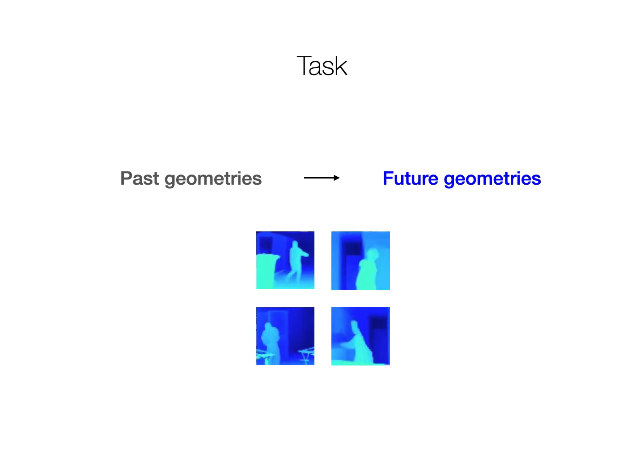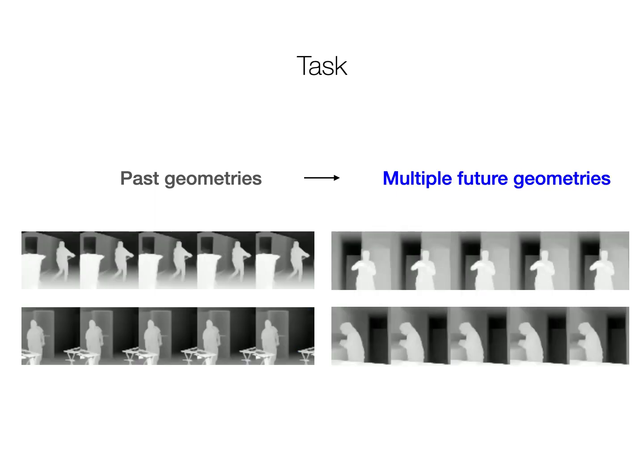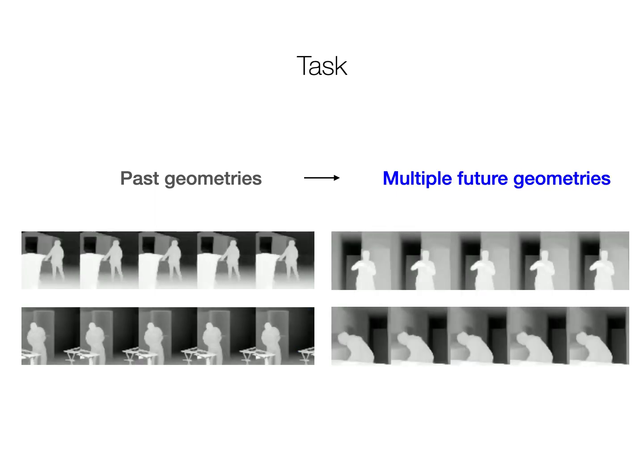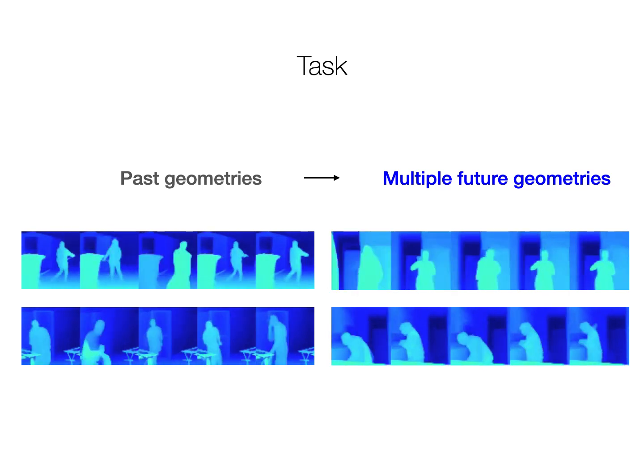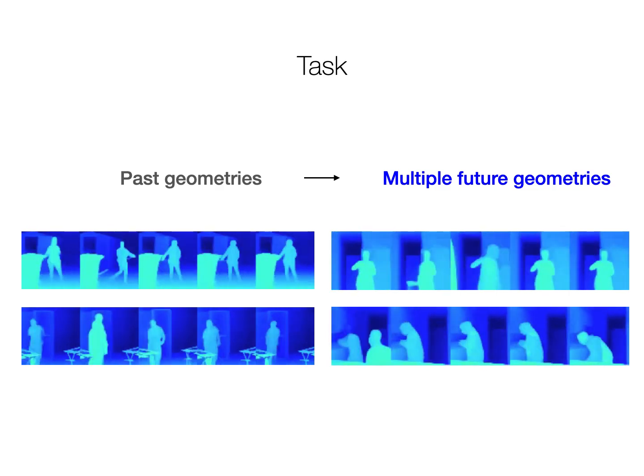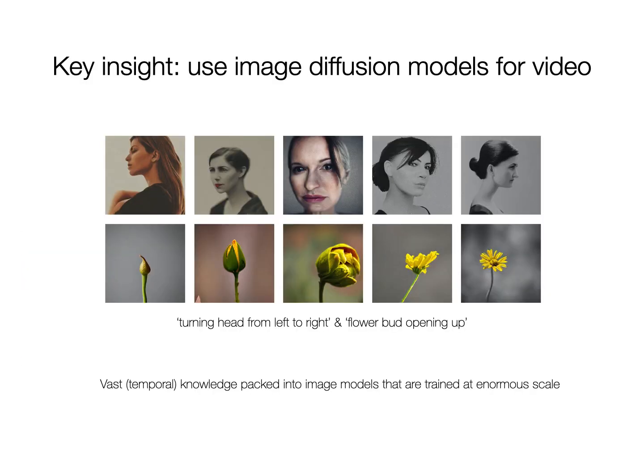Since the future is inherently multimodal, we use diffusion models to predict multiple diverse future geometries for a given dynamic scene. The key insight of our work is that one can lean on the explosive advancements in image diffusion models and use them for video prediction.